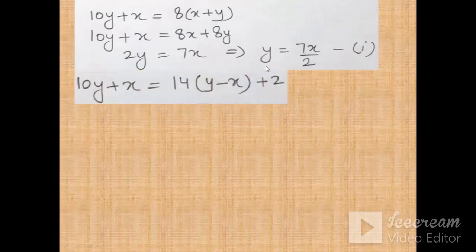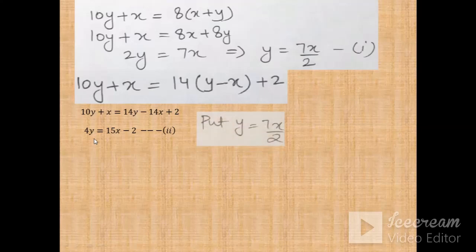Next condition given is it is also obtained by multiplying the difference of the digits by 14 and adding 2. Now the difference of the digits we have taken as y minus x. Why? Because here y is given as 3.5x, so y is greater than x. So it is 14 into y minus x. So when you solve it, you will get 10y plus x equal to 14y minus 14x plus 2. That is 4y equals 15x minus 2.